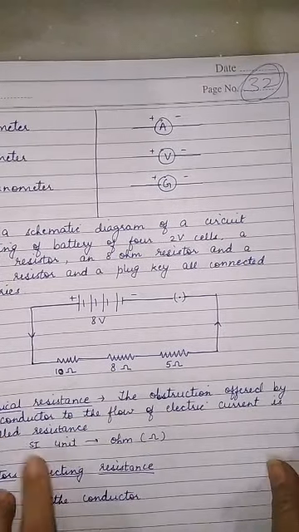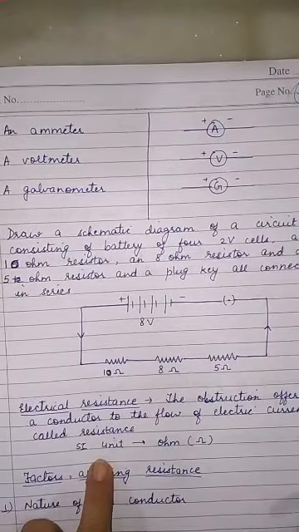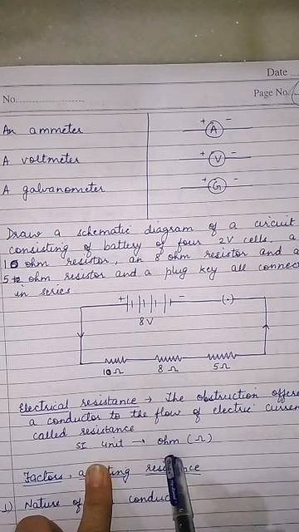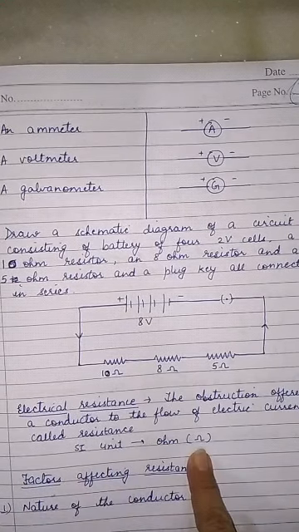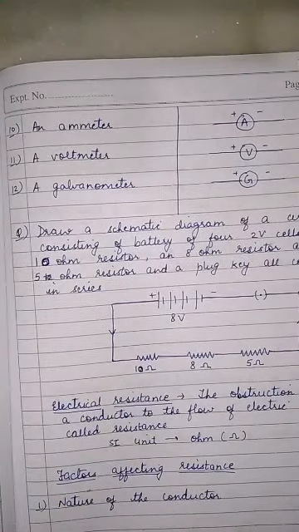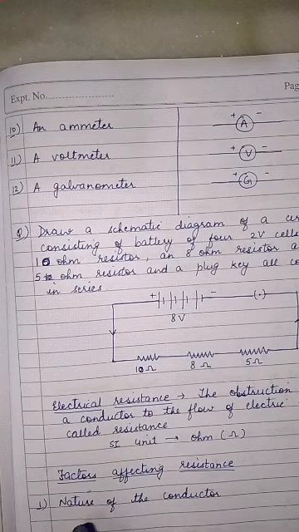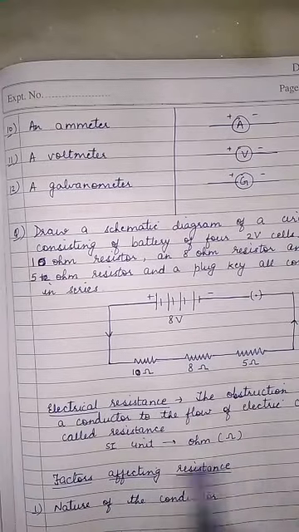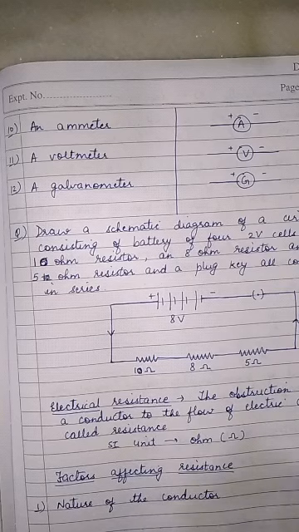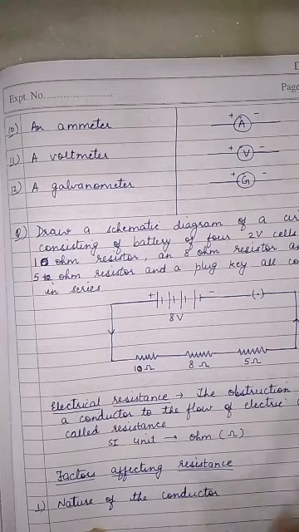The obstruction offered by a conductor to the flow of electric current is called electrical resistance. Its SI unit is ohm, O-H-M, denoted by this symbol. There are some factors affecting the resistance. The first factor is the nature of the conductor. Nature means the material of which the conductor is made, whether it is a good conductor, a bad conductor or a moderate conductor of electricity. So resistance depends on the nature of the conductor.